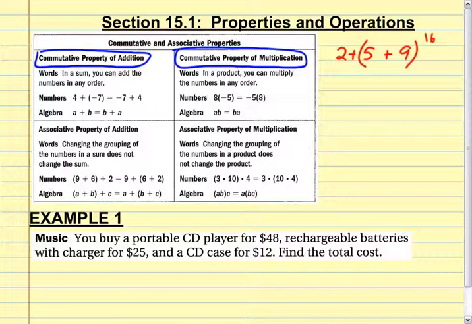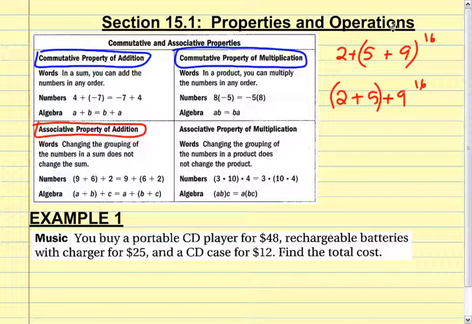Now watch this, Sarah. I'm not going to change their order. That would be the commutative property. Their order is still the same. It's still 2 plus 5 plus 9, except now I'm going to do these two. So Sarah, what's 2 plus 5? 7. Plus 9? 16. That is the associative property of addition. The number 5 changed its association. First it was with 9, then it was with 2. It doesn't matter. I'm still going to get the same thing.